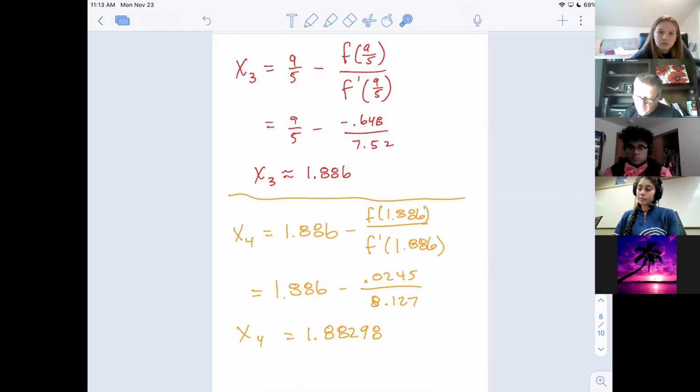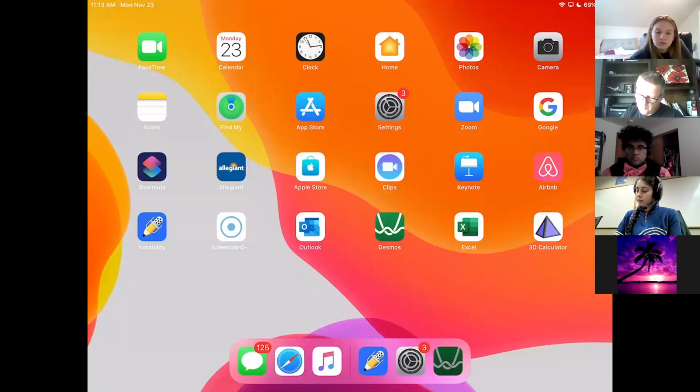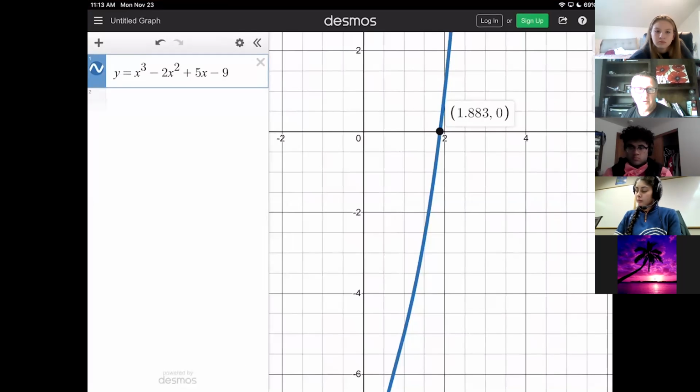So 1.88298. What does Desmos think the answer is? Notice how I'm already accurate. I'm within 1/10,000th of that answer right there because I got 1.8829. That's kind of cool. That's what's programmed into your calculator. Does that make sense? It's an iterative process.